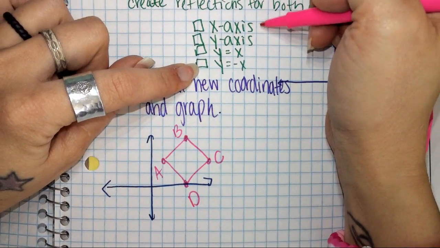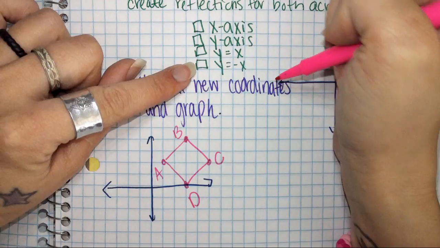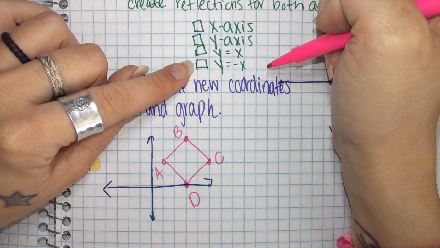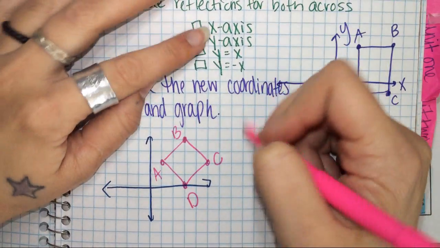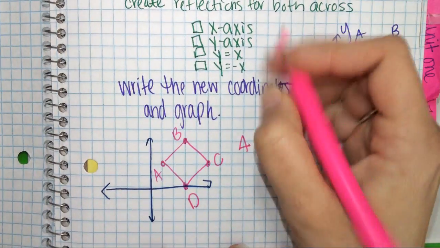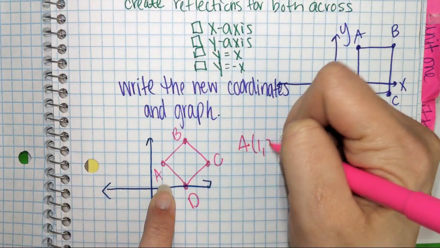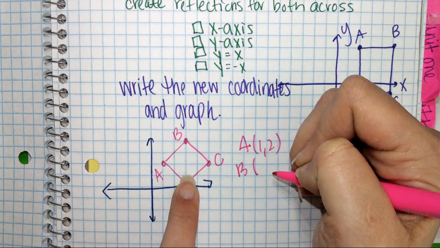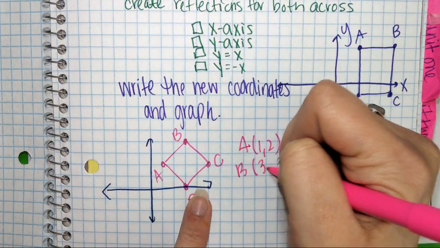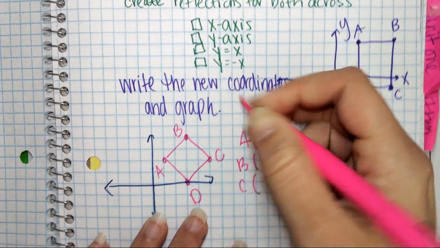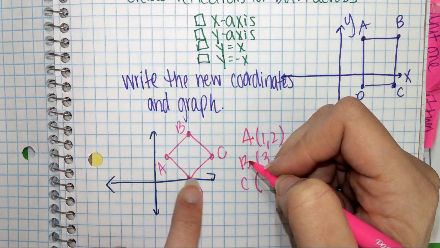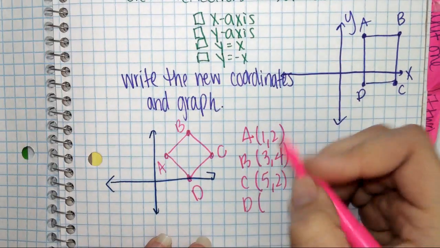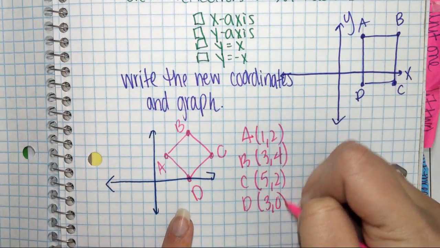And you had to have how many different sets of coordinates? 4 different sets of coordinates. So you would have to write down A. The coordinates for A here are 1, 2. The coordinates for B here are 3, 4. C is 5, 2. And D is 3, 0.